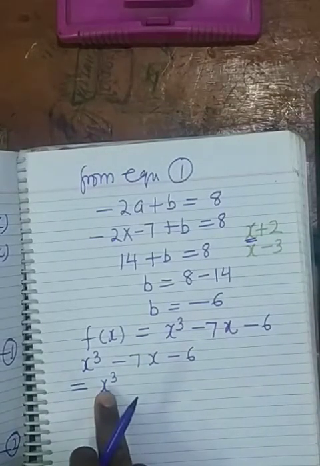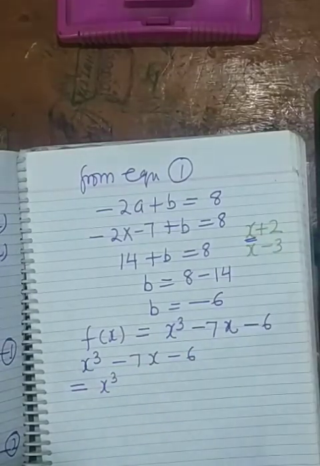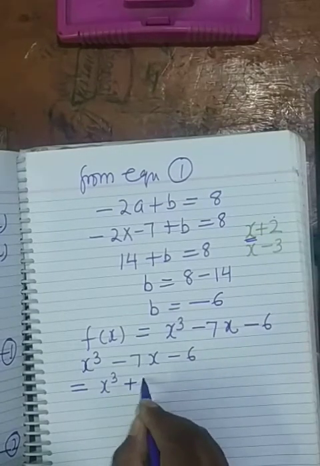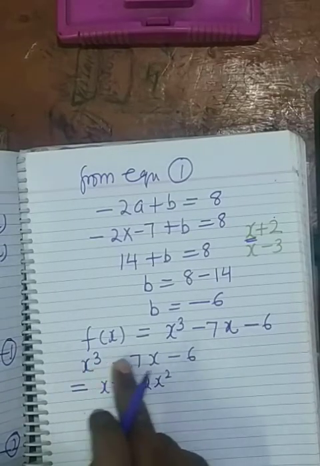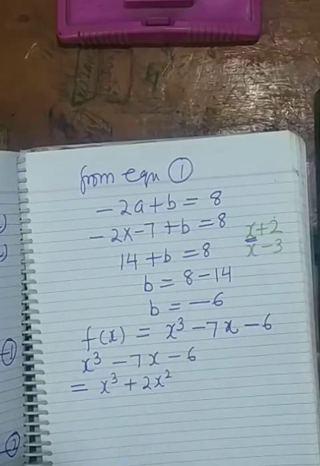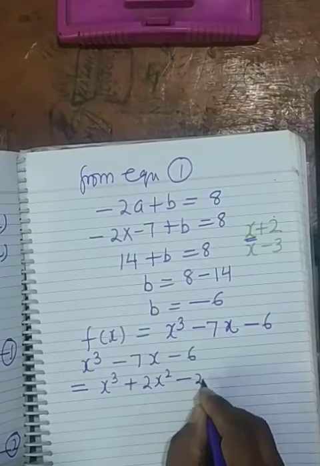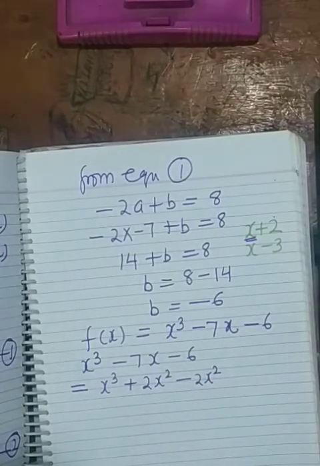How much do you remove from it so that only x is left? So it is x square. So you multiply that x square with 2. So what will you get? Plus 2x square. It's clear? But here there is no term of 2x square. So you have to write minus 2x square. Otherwise value will be changed.